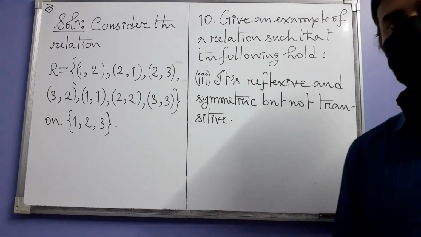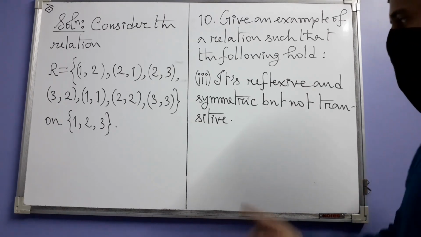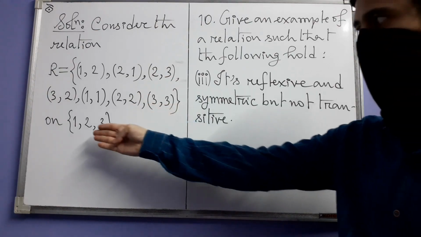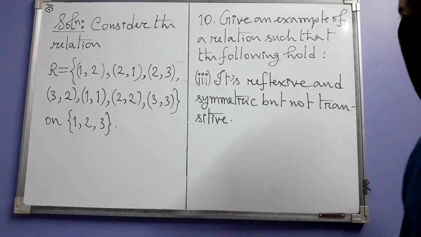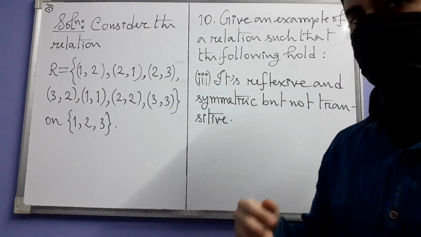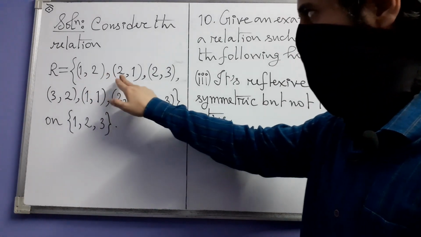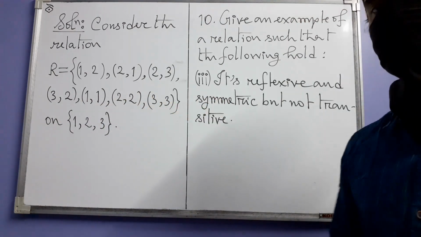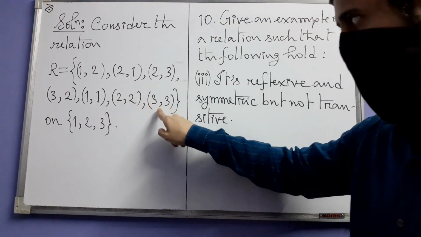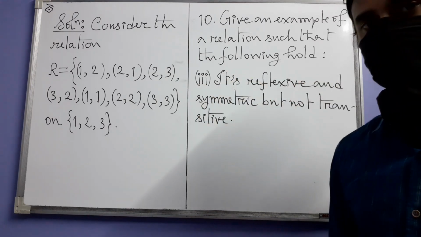In part 3, we want a relation that is reflexive and symmetric, but not transitive. So we have thought of this relation on, again, that set {1, 2, 3}. So it has the ordered pairs (1, 2), (2, 1), (2, 3), (3, 2), (1, 1), (2, 2) and (3, 3). So you can immediately see that because of the presence of these ordered pairs (1, 1), (2, 2) and (3, 3), the relation is reflexive.